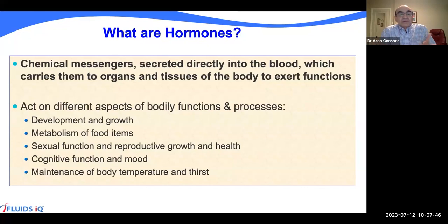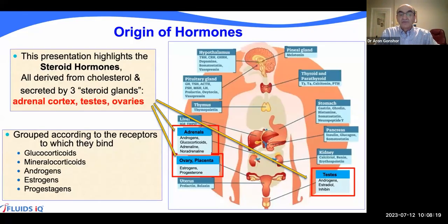So what are hormones? Well, hormones we know, and this is defined in many ways, but they're chemical messengers. They're secreted directly into the blood, which carries them to the various organs and tissues of the body where they exert their various functions. And what are they? Well, there are many. Development and growth, metabolism of food, something we all know very well, sexual function, reproductive growth and health, cognitive function and mood, and of course, maintaining body temperature, thirst, etc. A myriad of different effects.